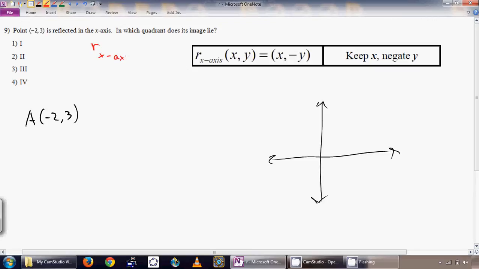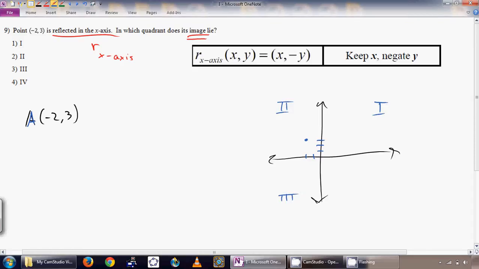Now we're into reflections about the x-axis, right? A is reflected in the x-axis. Which quadrant does its image lie? All right, so I'm going to graph my pre-image, (-2, +3). All right, that's in quadrant not 1, but 2.